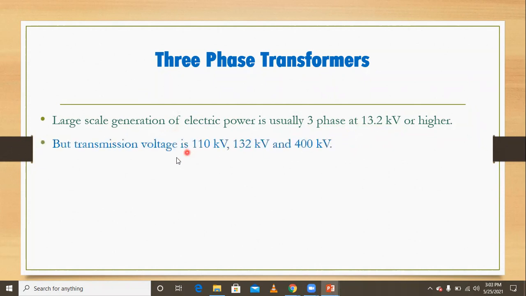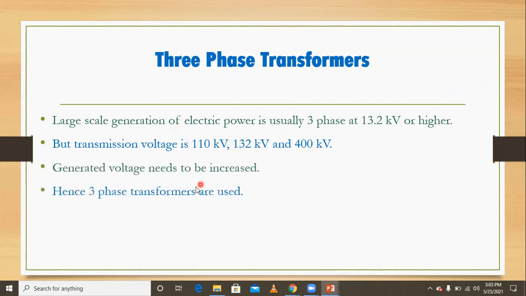Generally, the transmission voltage levels are 110 kV, 132 kV, and 400 kV. These are the different transmission voltage levels. For this, three-phase transformers are generally used, because the generated voltage needs to be increased.